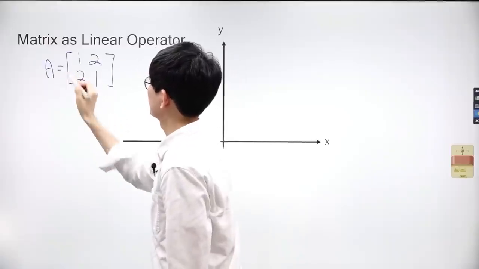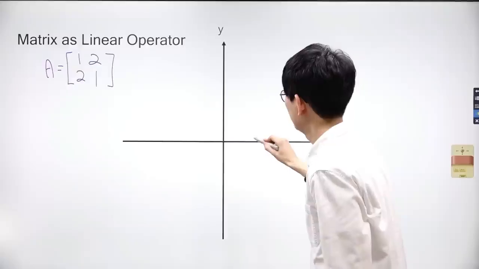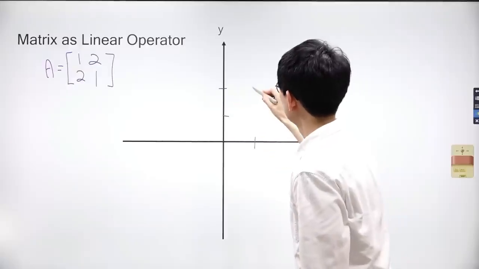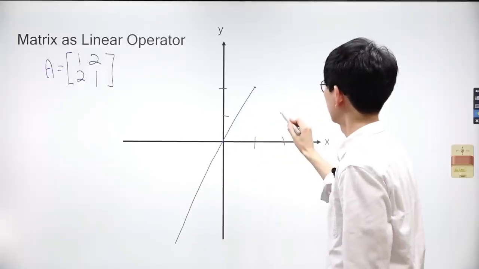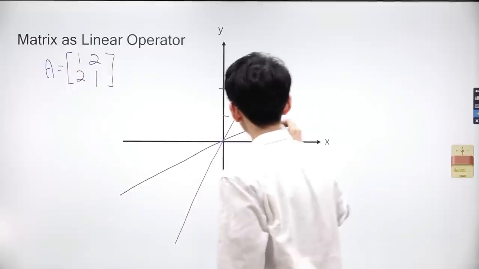Let's consider a matrix A with values 1, 2, 2, and 1. We'll draw lines passing through the coordinates in the matrix and the origin, which will serve as the new axes of the plane.